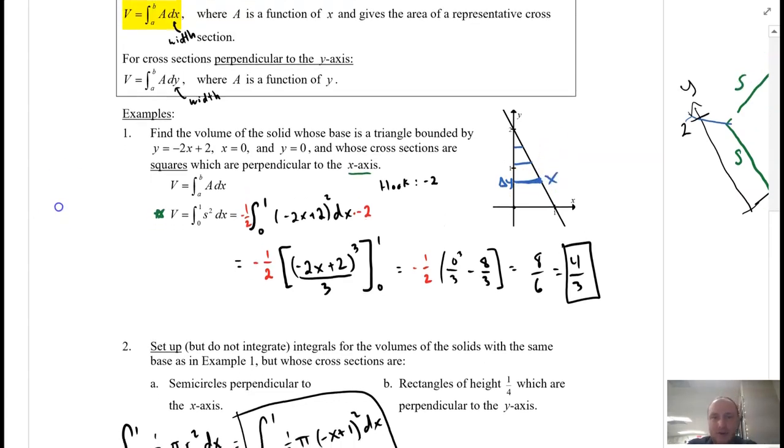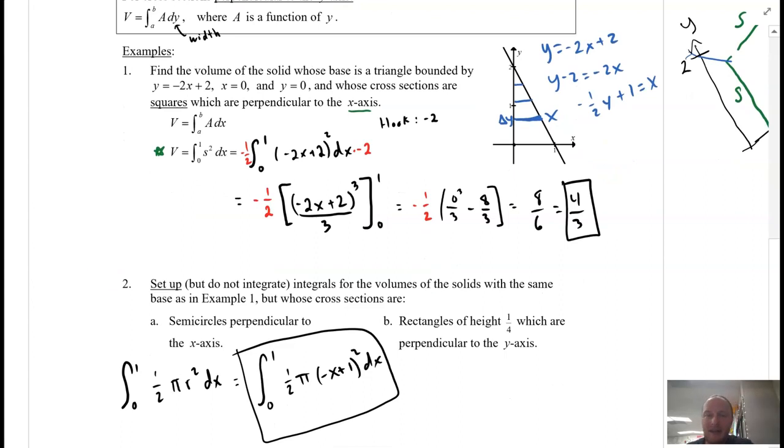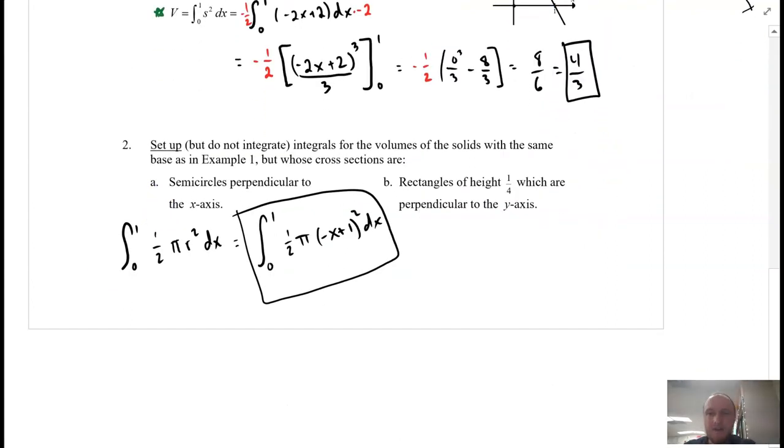So this equation is y equals negative 2x plus 2. I can just go ahead and solve: y minus 2 is equal to negative 2x. So x is equal to negative 1/2 y, and that would make it plus 1 equals x. So that is the length, and then they tell us that the height is 1/4.